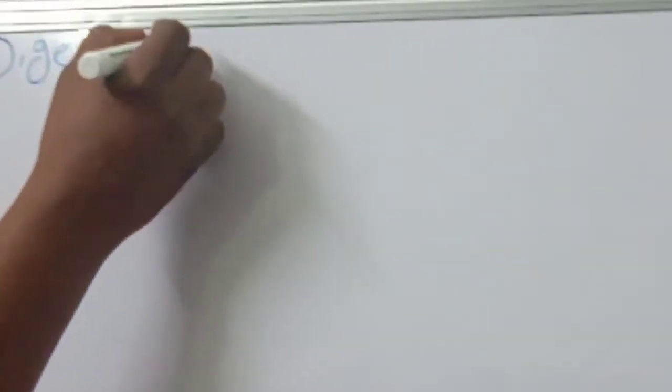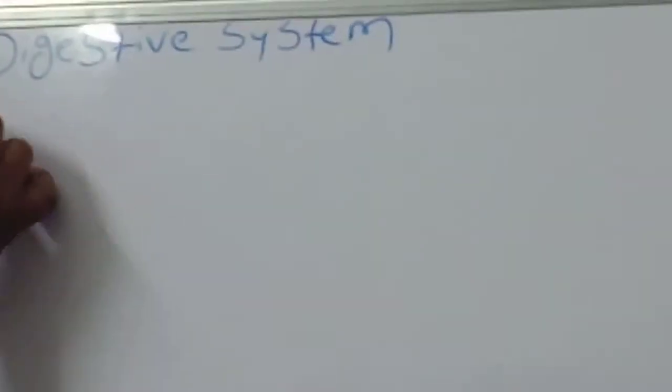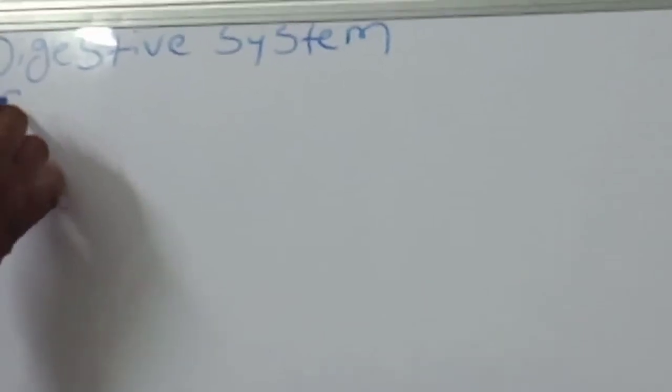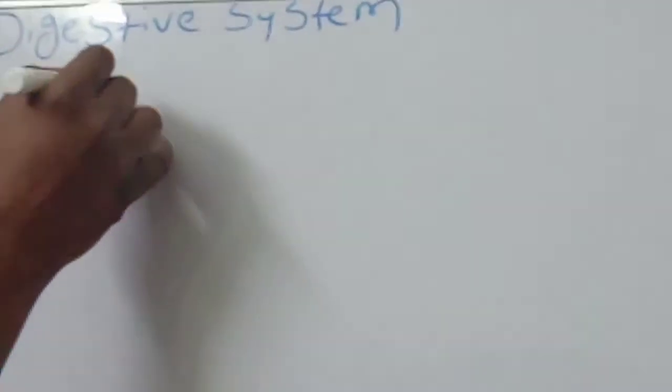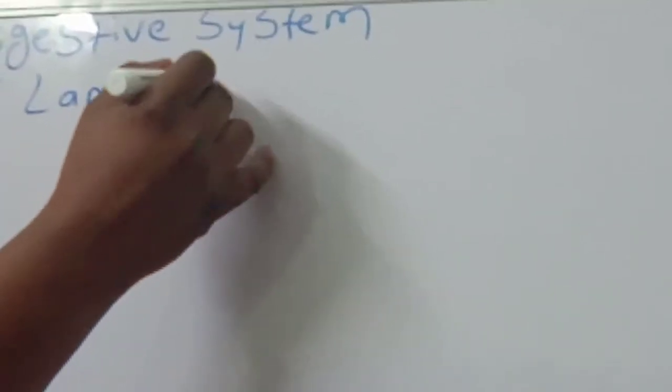Today we are going to discuss the digestive system of earthworm. Digestive system of earthworm, Lampito mauritii.